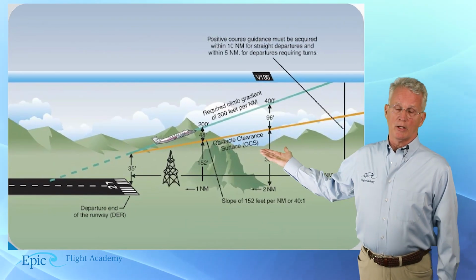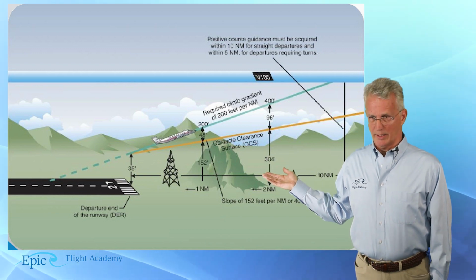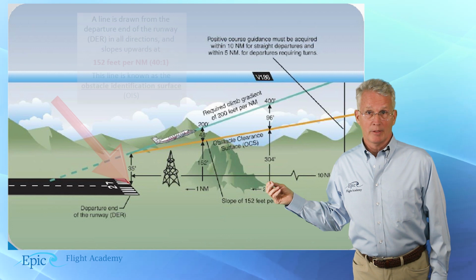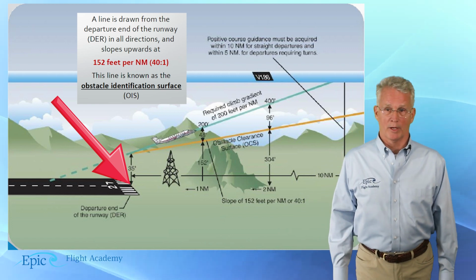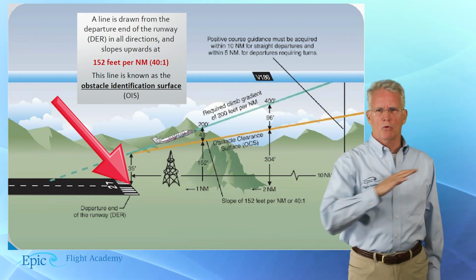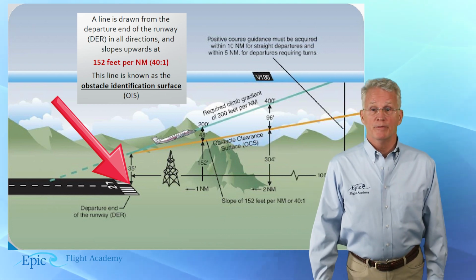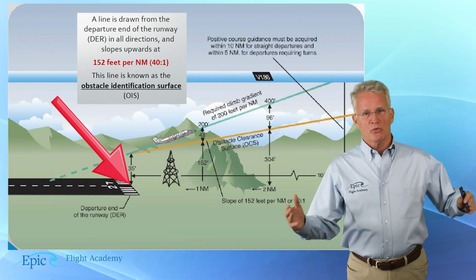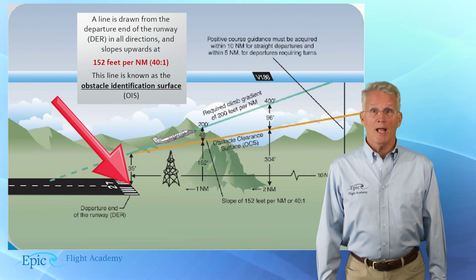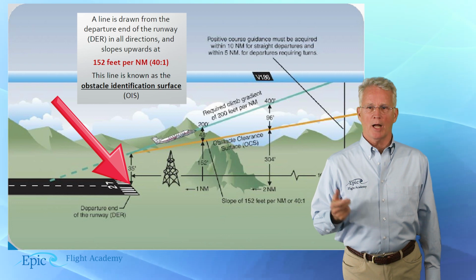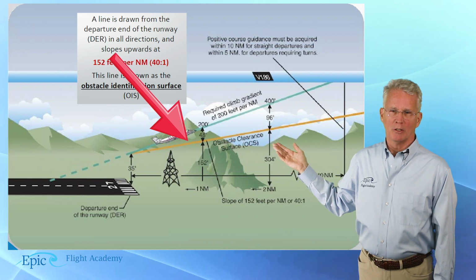Now, on the graphic here, you can see the way that they do this is they draw a line from the DER. That is pilot speak for departure end of the runway. They draw the line from the DER in all directions, and it slopes upward at 152 feet per nautical mile, or that's a 40-to-1 ratio. This line is known as the OIS. That is the obstacle identification surface. And in our diagram, that is the orange line here.